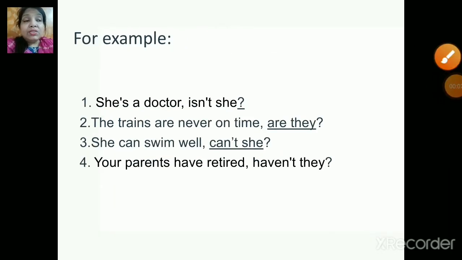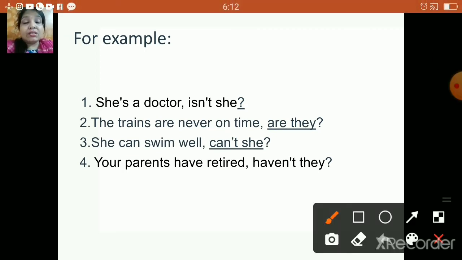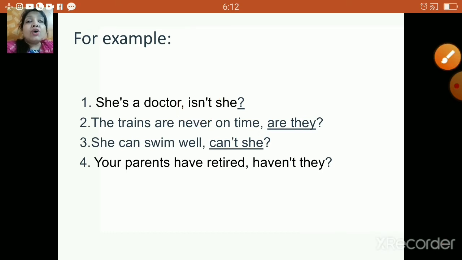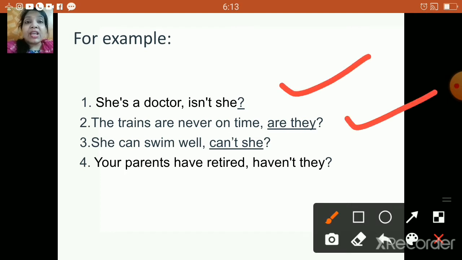Now, there's one more statement which says she is a doctor, right? She is a doctor. That's a positive statement. Now, over here, we have added a negative question tag. Isn't she? Right? Next one. The trains are never on time. Are they? Right? So this is what the question tag will be.